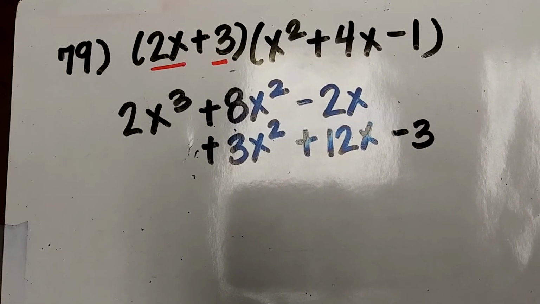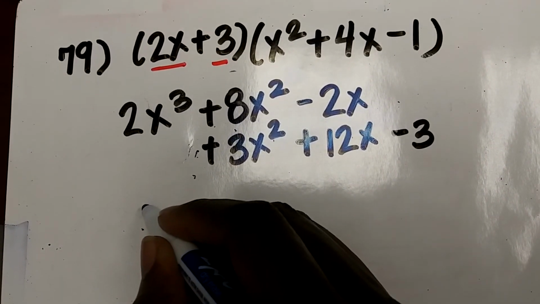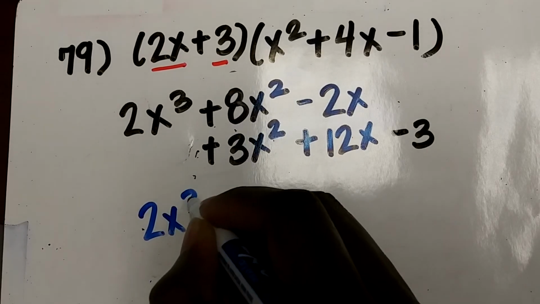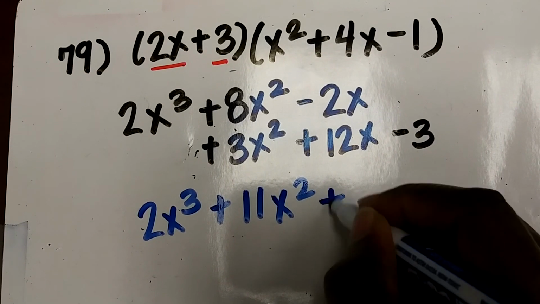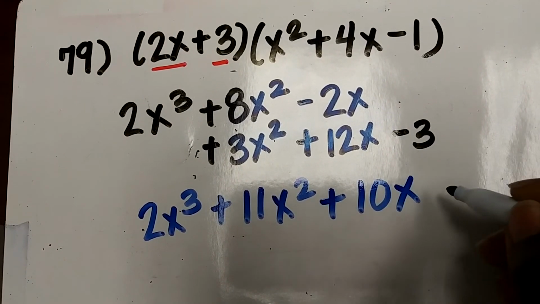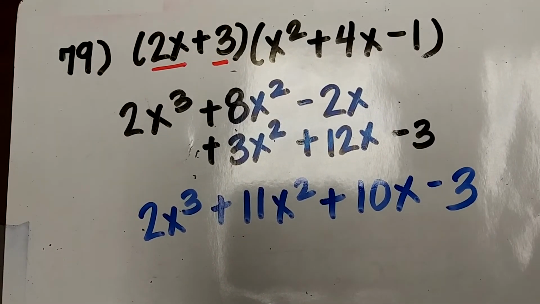And then we're going to answer the problem. So my final answer is 2x to the third plus 11x squared plus 10x minus 3. And that is my answer. Same thing as doing the box method. Again, I like the box method personally, but you can either distribute out the 2x and the 3 and then combine like terms, or you can apply the box method. So please let me know what you think, which strategy you like the best.